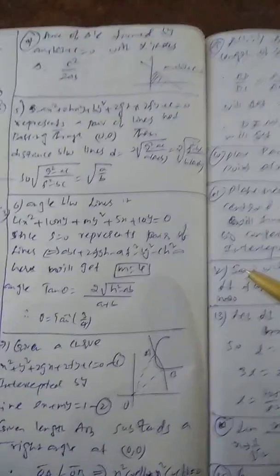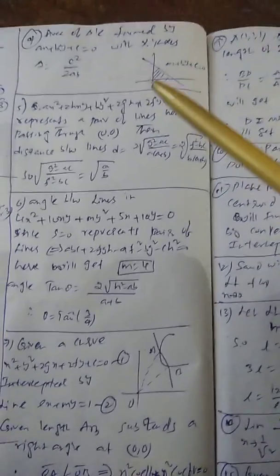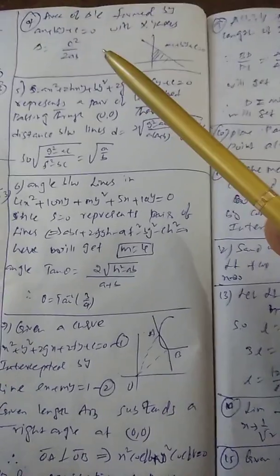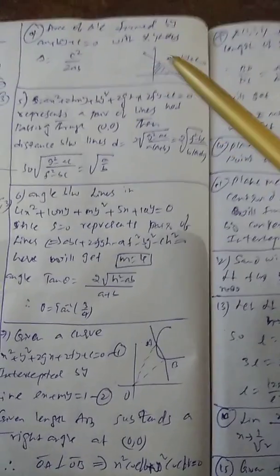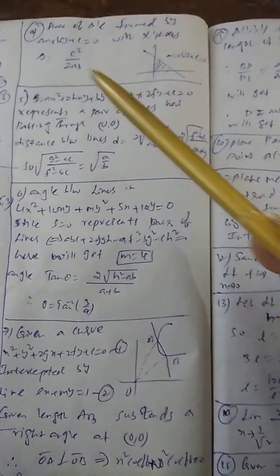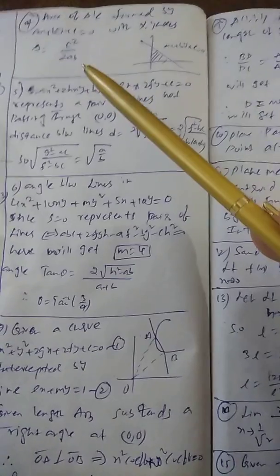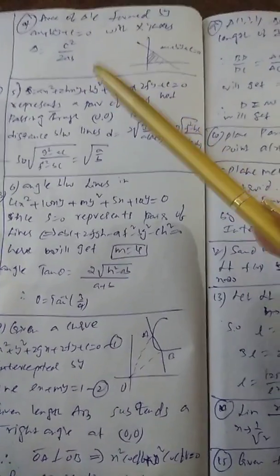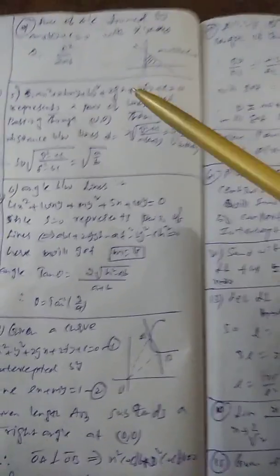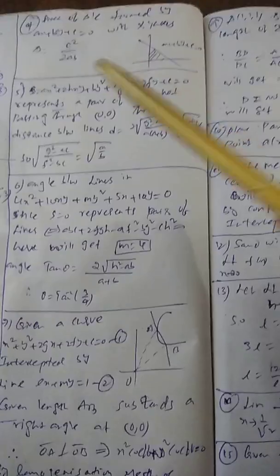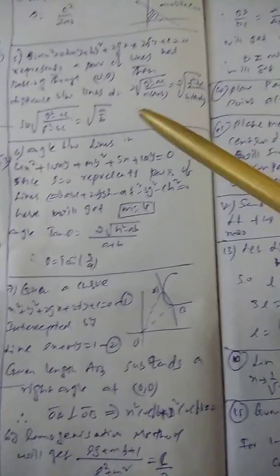Then the fourth one. This is a very simple question. Area of the triangle formed by the straight line ax + by + c = 0 with the coordinate axes. It is a direct formula. Area of the triangle formed by this line with the x-axis and y-axis is delta = c square by 2ab. Or convert into intercept form, get the coordinates of the points, then find the area of the right angle triangle. This is a direct formula.